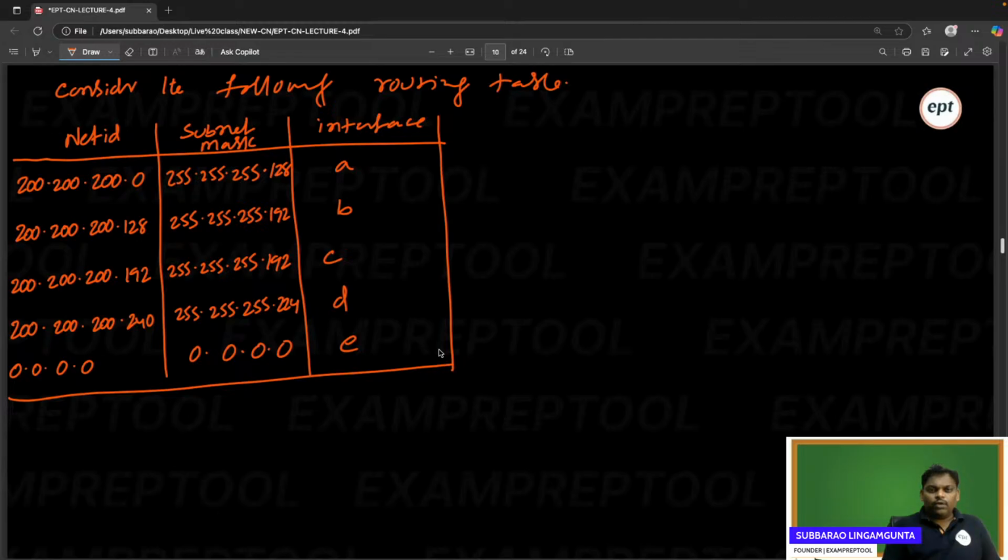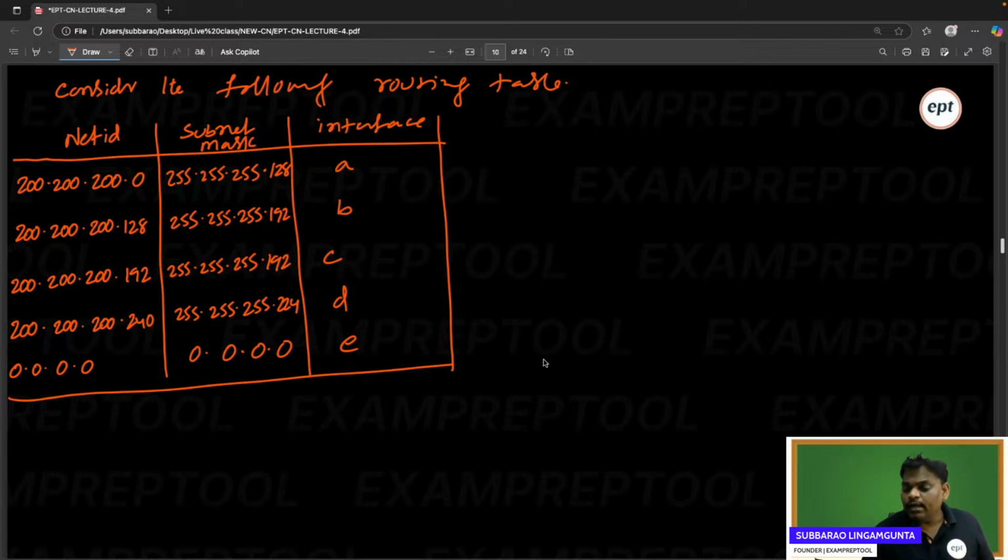Consider the following routing table. Just take this table. What is the actual problem? I'm going to explain. It is one of the nice problems.